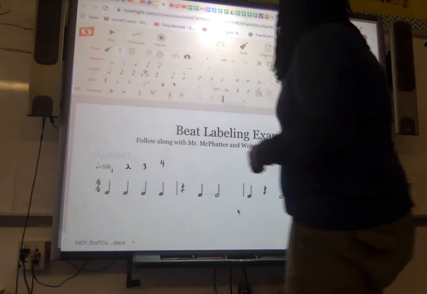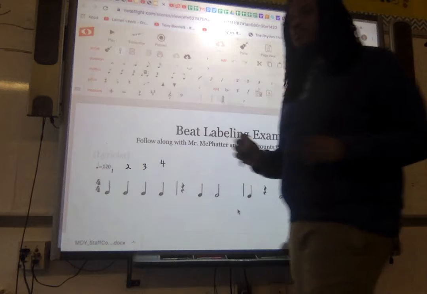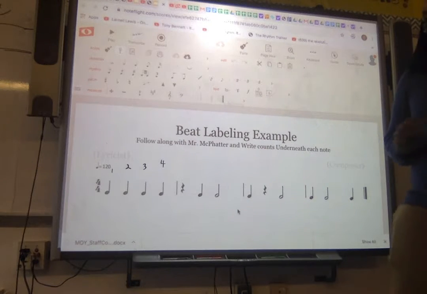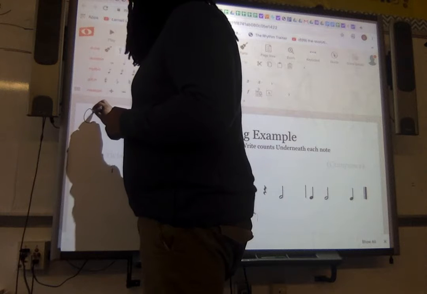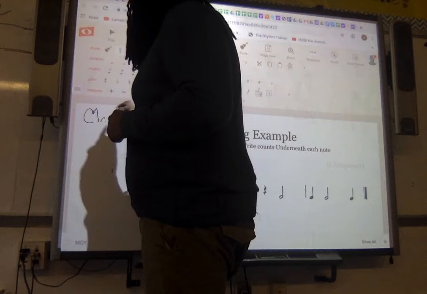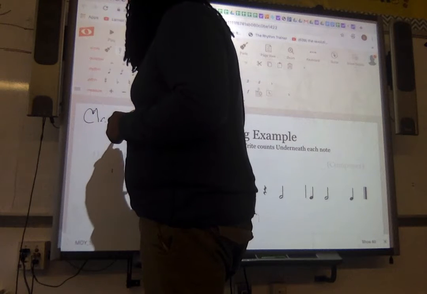Also, at the top of your beat labeling example worksheet, I need you to write your name in the top left-hand corner of your paper.